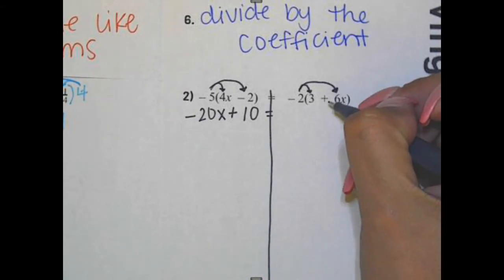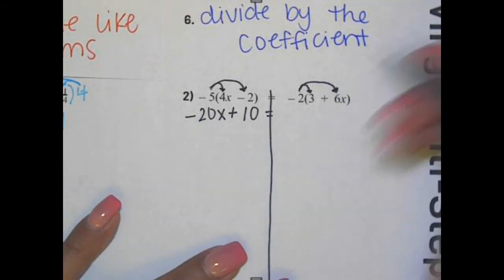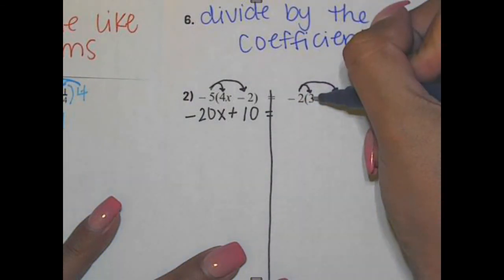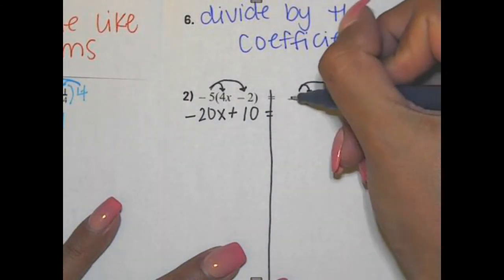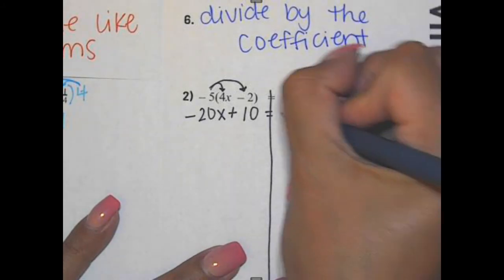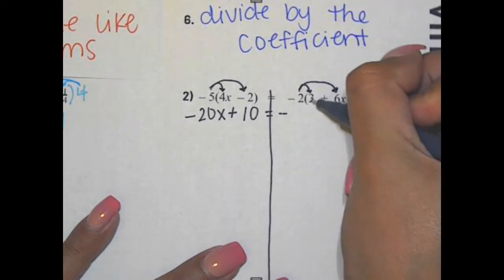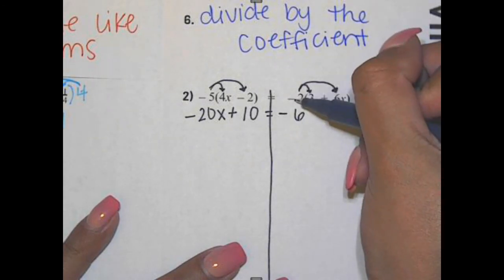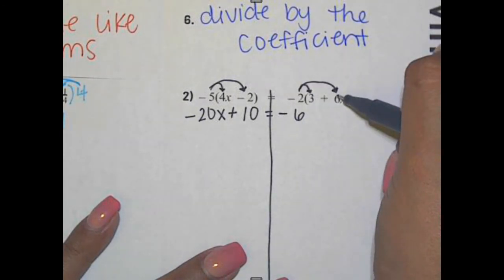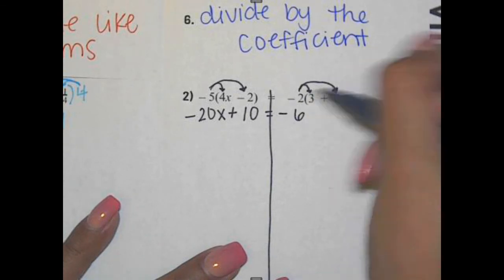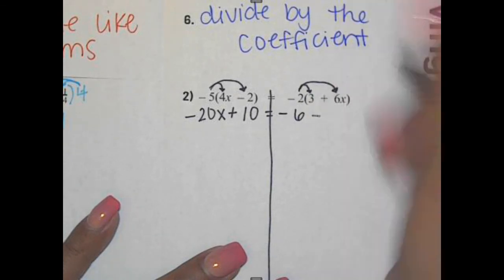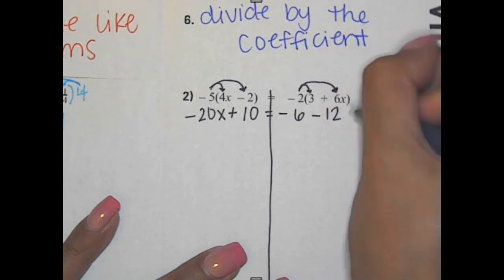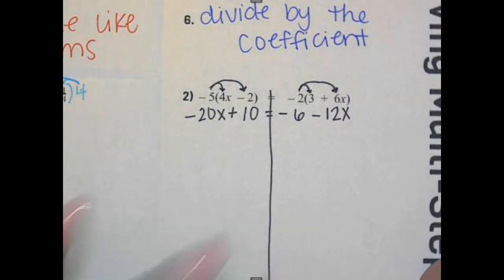So over here on the right side, I'm taking a negative 2, and I'm going to multiply it over here to a positive 3. So a negative times a positive is going to give me a negative, and then 2 times 3 is 6. Then I take my negative 2, and I'm going to multiply it over here to a positive 6. So a negative times a positive is a negative, and 2 times 6 is going to be 12. Now these have x's, so I do need to make sure to write that x down.